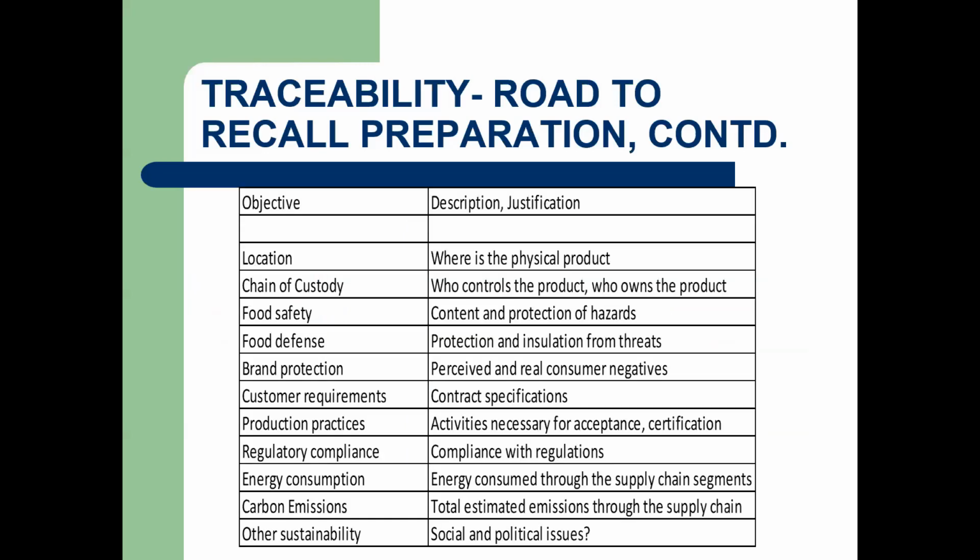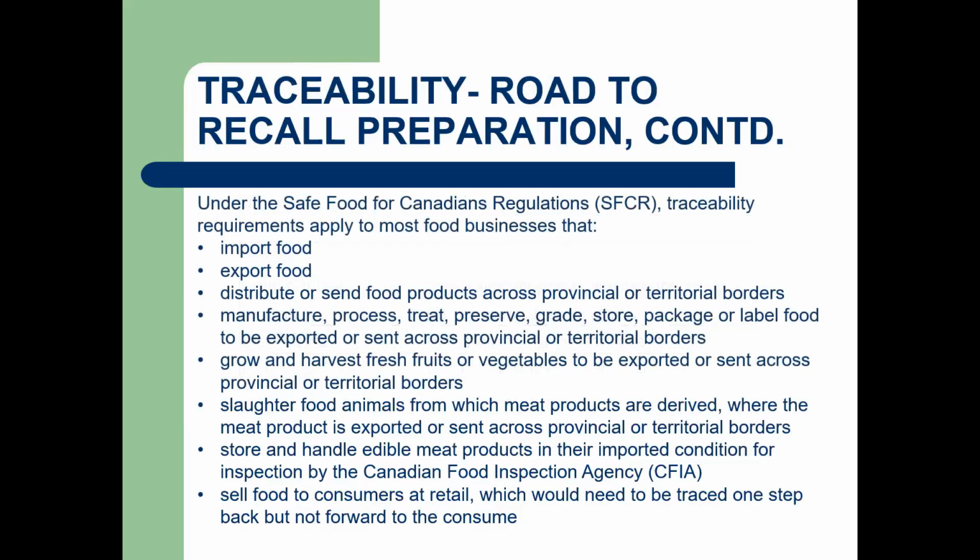And this is just an elaboration on what the objective is and what description is. Location means where is the physical product actually located. So that's basically the country of origin kind of thing, where many companies ask you that. Then next is chain of custody. Who controls the product and who owns it? So these are basically some of the objectives and some of the description.